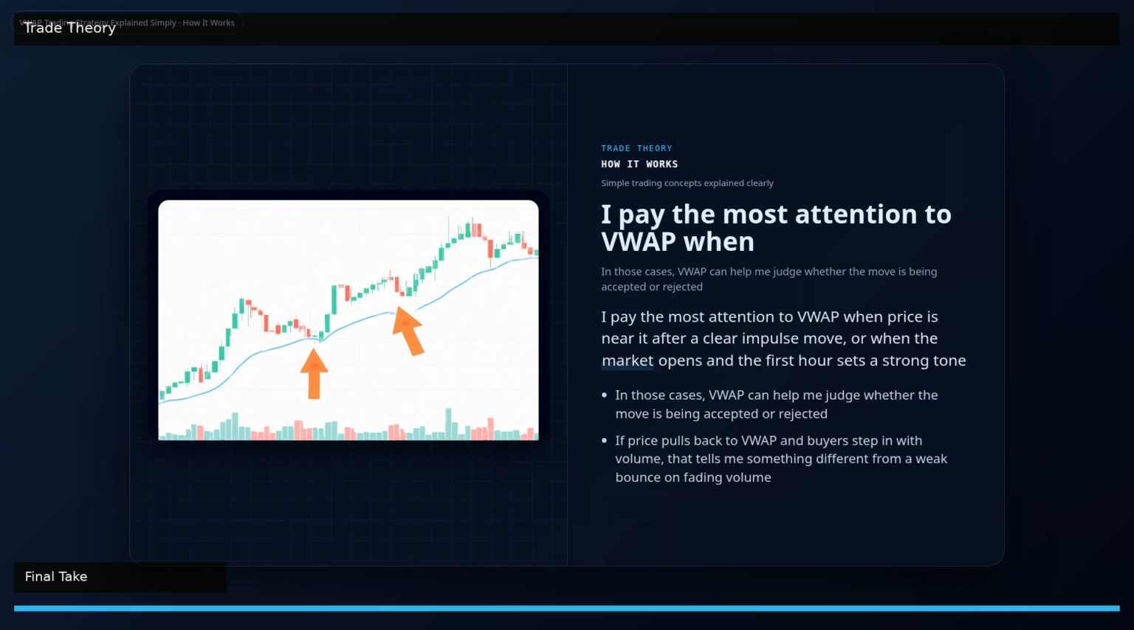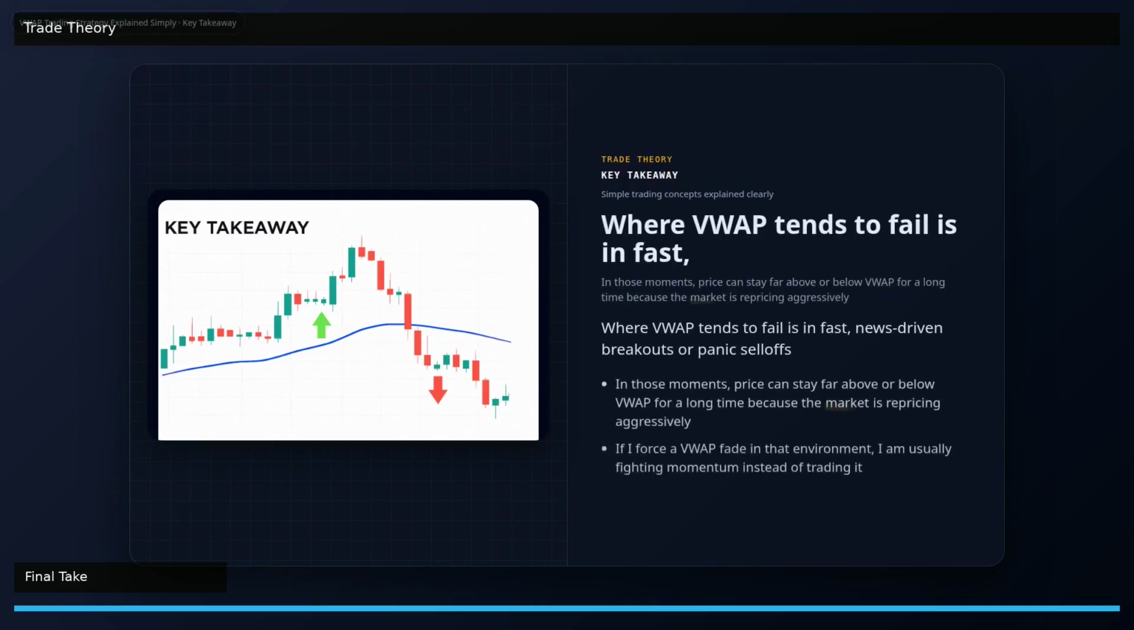Where VWAP tends to fail is in fast news-driven breakouts or panic sell-offs. In those moments, price can stay far above or below VWAP for a long time because the market is repricing aggressively. If I force a VWAP fade in that environment, I am usually fighting momentum instead of trading it. That is why I prefer VWAP as a context tool first and a trigger second.